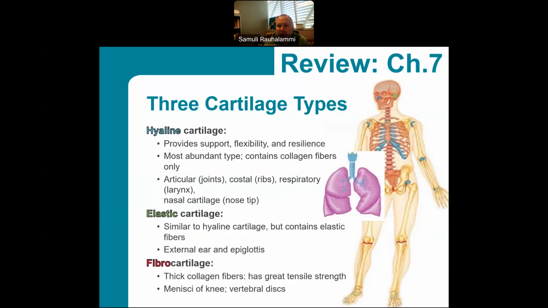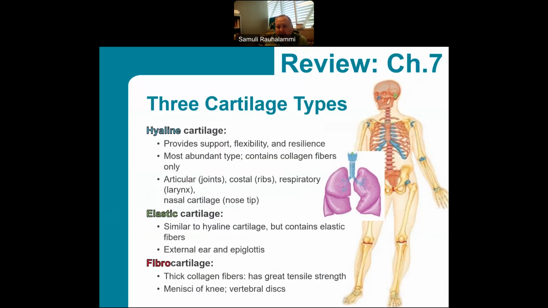The second cartilage type that I wanted to introduce is our elastic cartilage. There are fewer structures where we see elastic cartilage. This type of cartilage is very similar to hyaline cartilage, but this time it contains elastic fibers. And elastic cartilage is found in two main parts of the body. We find elastic cartilage forming the external ear that we have. And in addition, the flap-like structure at the level of the voice box, the epiglottis, is made of elastic cartilage.